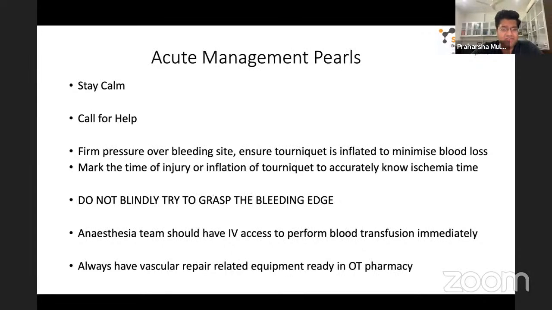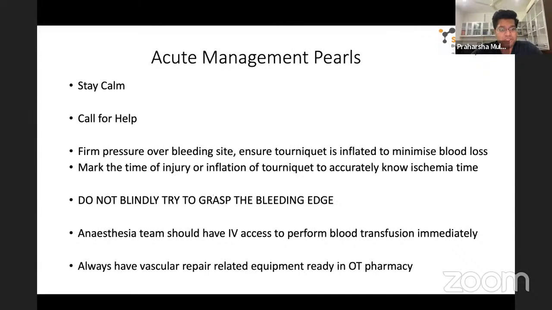It's not costing the life of the patient immediately. Call for help, try to get a vascular surgeon available immediately. And first, do not try to blindly grasp the bleeding edge of any vessel. Do not blindly put a Kocher, do not blindly put an artery forceps behind and try to hold it. It's not going to help, and it will, in fact, cause the artery to retract further.